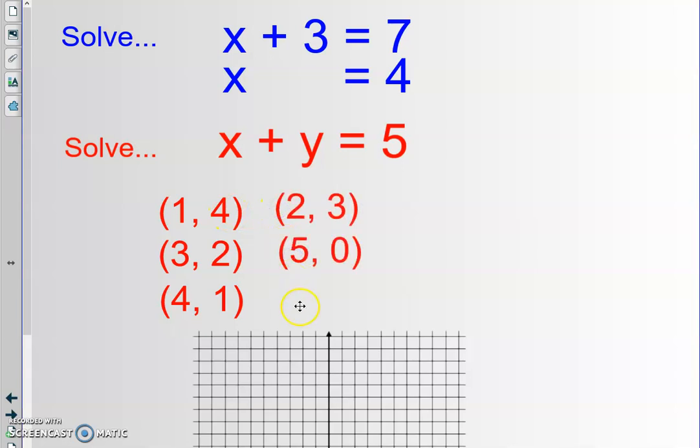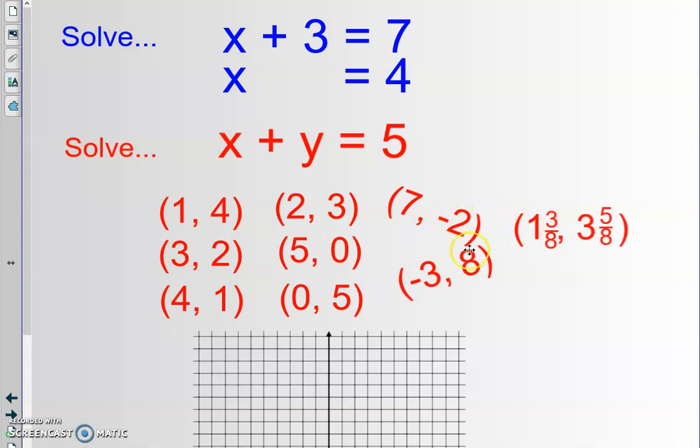And we could go through a bunch of answers. 2 and 3, 5 and 0, 0 and 5. Some of my clever kids might get crazy and do some negatives. And some of my troubled children might even throw in fractions. But I think you see very quickly that there are an infinite number of solutions here. And your job, like it was up here, is to tell me all the solutions. Well, we can't list them all. But what we can do is we can draw a picture.